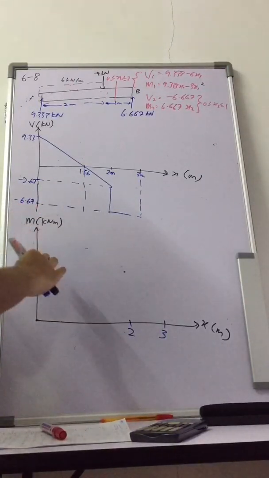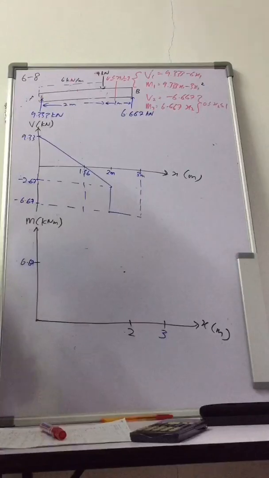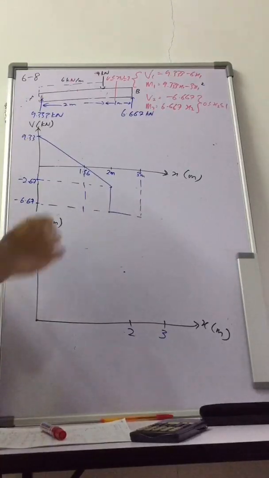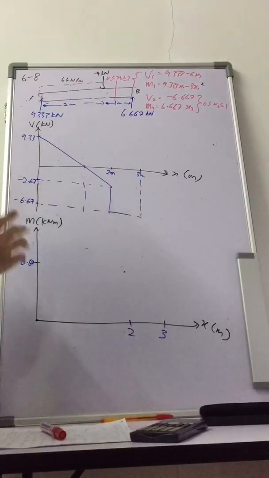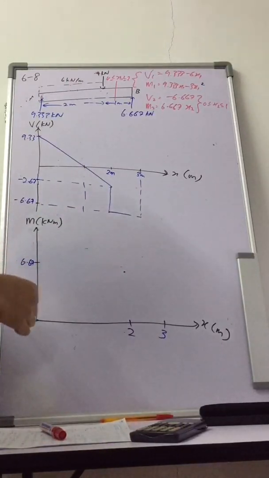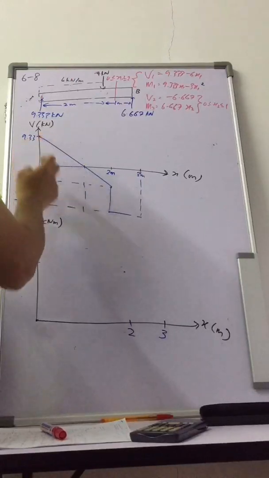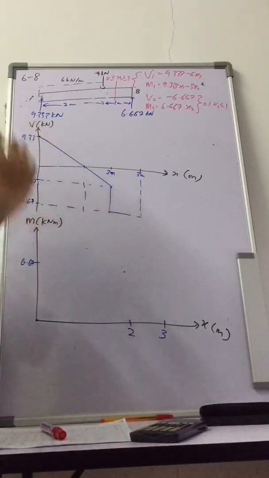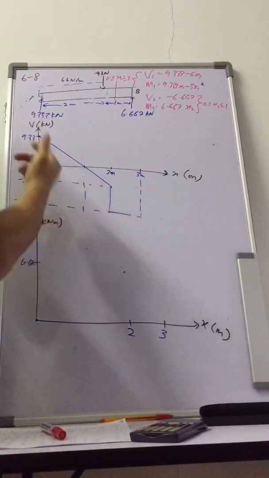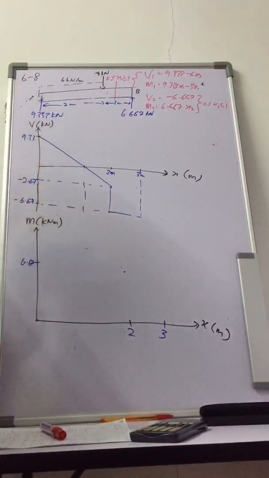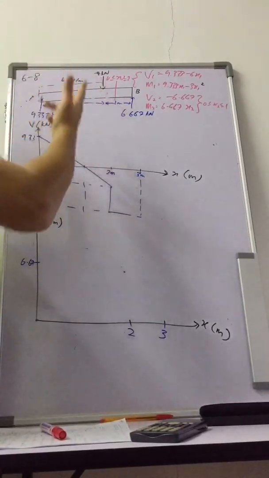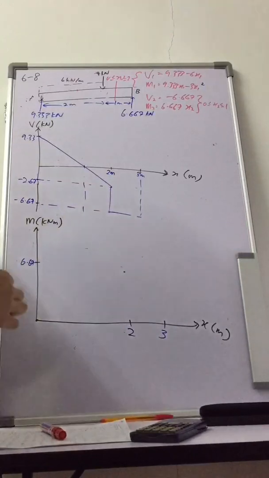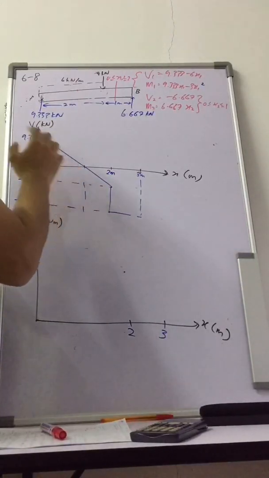What is the relation between the slope of M and V? Previously there was no 1.56 here. We know that the slope of M is actually the value of V itself. That's what we learned in the graphical method, right? And then the slope of V is the value of the distributed load, the w. Okay?